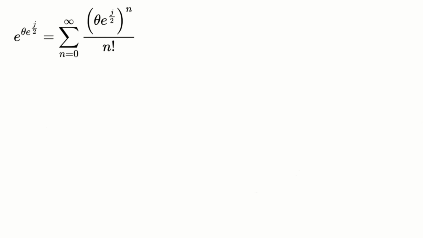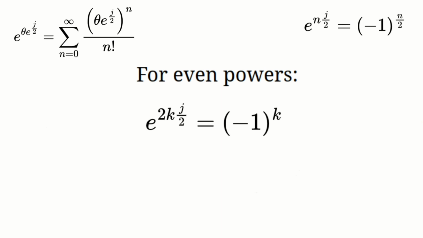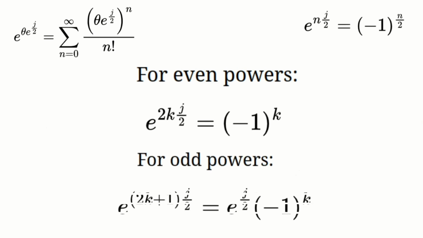Rewriting the exponent using exponentiation rules, e raised to the power of n times j over 2 is equal to -1 raised to the power of n over 2. Thus, for even powers, we get e raised to the power of 2k times j over 2 is equal to -1 raised to the power of k. For odd powers, we get e raised to the power of 2k plus 1 times j over 2 is equal to e raised to the power of j over 2 times -1 raised to the power of k.